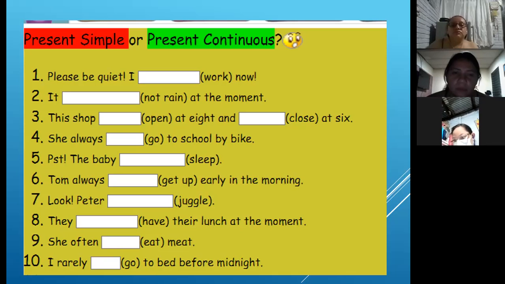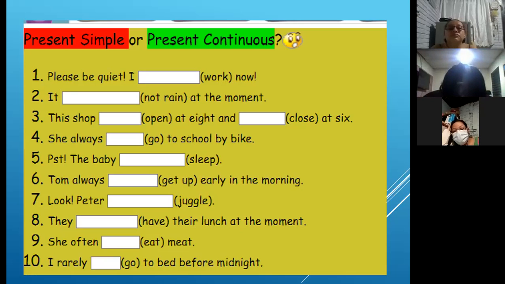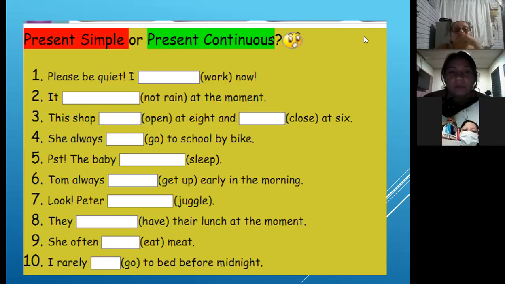Peter is jogging. Exactly, ING. Yes, is jogging. Look, Peter is juggling. That's okay. It's immediately something that is happening. What is the meaning of juggling? Juggling is when you make some movements with some things, with balls, with balloons, with objects. So people like, for example, clowns, they move different things. In Spanish, we could say malabares. Okay. So look at the next one.